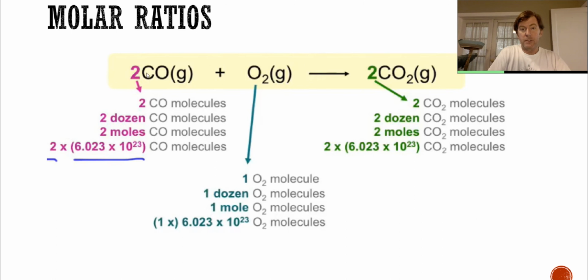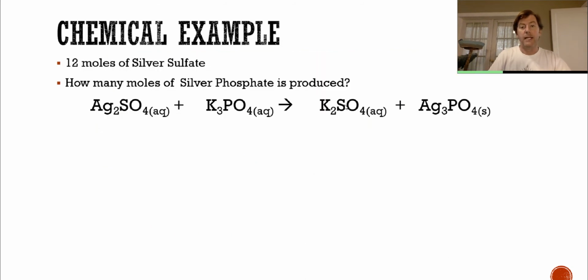But when we talk about these balanced equations, what they're really telling us are the molar ratios: how many moles of one thing compared to moles of the other thing. Here's a good example. We have silver sulfate reacting with potassium phosphate, and we get potassium sulfate, which is aqueous, and silver phosphate, which is a solid. That's going to be our precipitate. So we do have a chemical reaction, a double displacement reaction going on here. But the first thing we always have to do when doing stoichiometry is make a balanced equation. So these are my balancing.